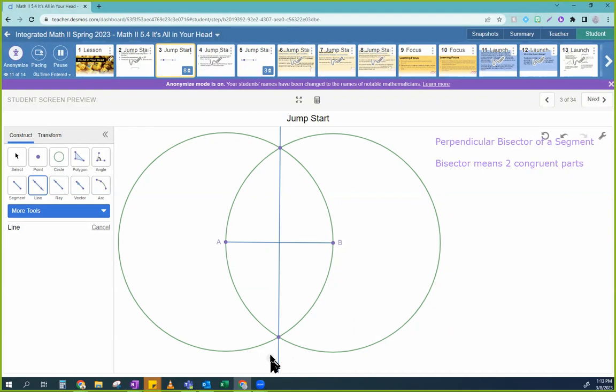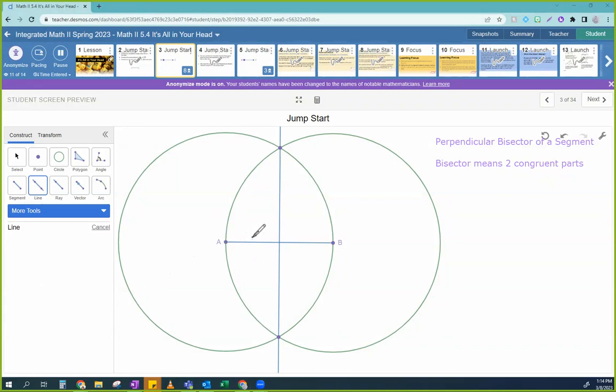Now check this out. Does this side look congruent to this side? Does this side look congruent to this side? Yeah, right? Does this angle look perpendicular? Does it look like a right angle? Does that look like a right angle? Everyone says yes. So you've just constructed your perpendicular bisector.